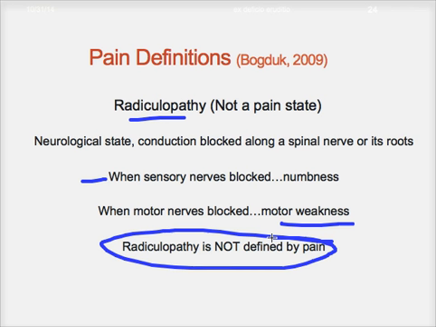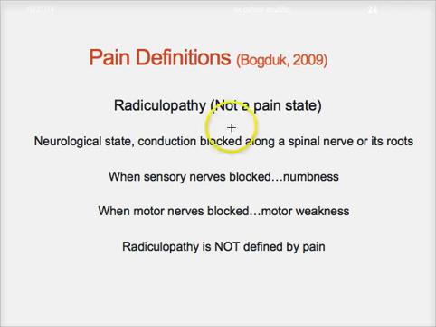You can certainly have a painless radiculopathy, which often happens in the neck, particularly when you get sensory dysfunction. But radiculopathy can be associated with either local nociceptive pain, referred somatic pain, or even radicular pain. But the key is understanding that radiculopathy can exist as an independent entity, and radiculopathy is not defined by a pain state. It is a completely separate entity.